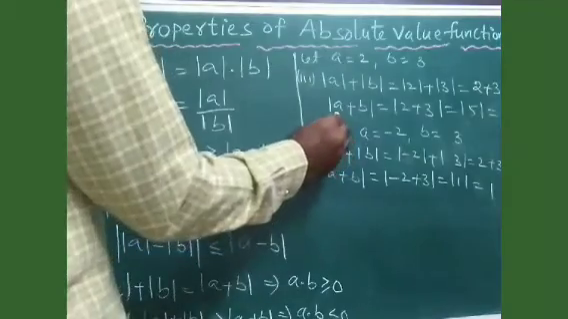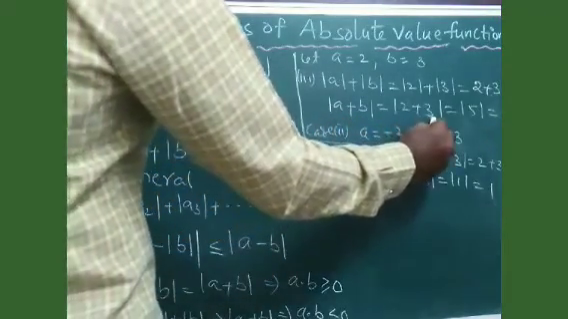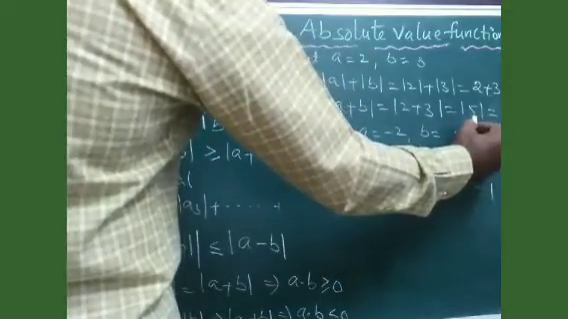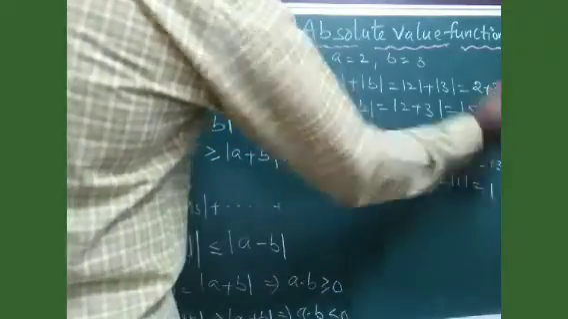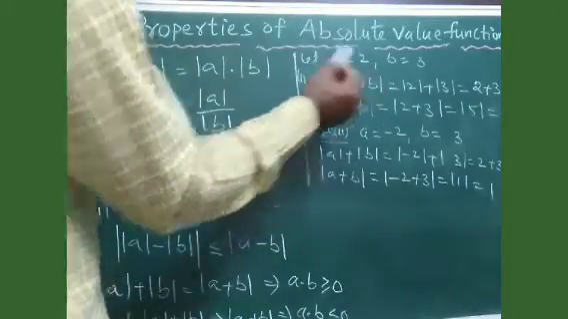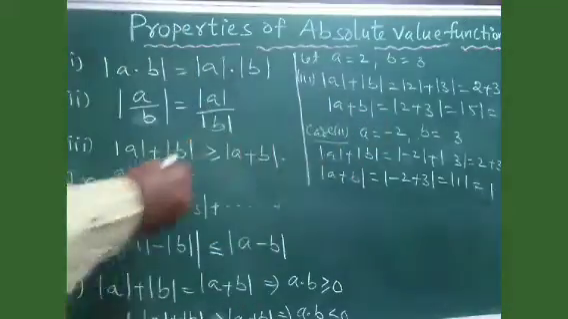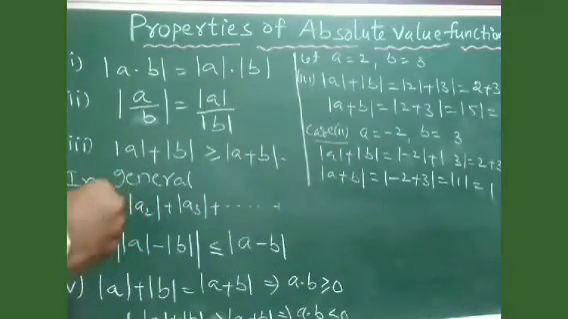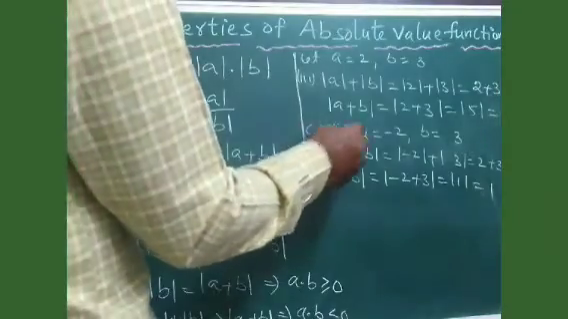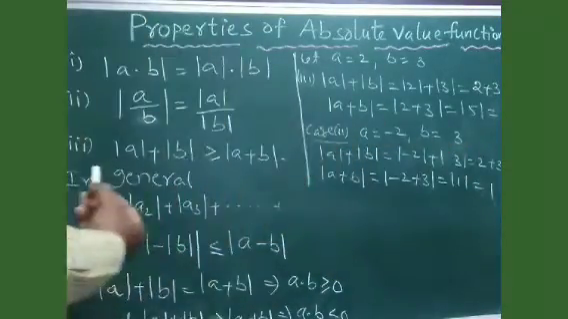And coming to RHS, that is mod of A plus B, that is mod of 2 plus 3, which is nothing but modulus of 5, of course, which is equal to 5. So in case 1, what we got is that mod of A plus mod of B is equal to modulus of A plus B. Okay. Now case 2, let us see, suppose A is minus 2 and B is 3.